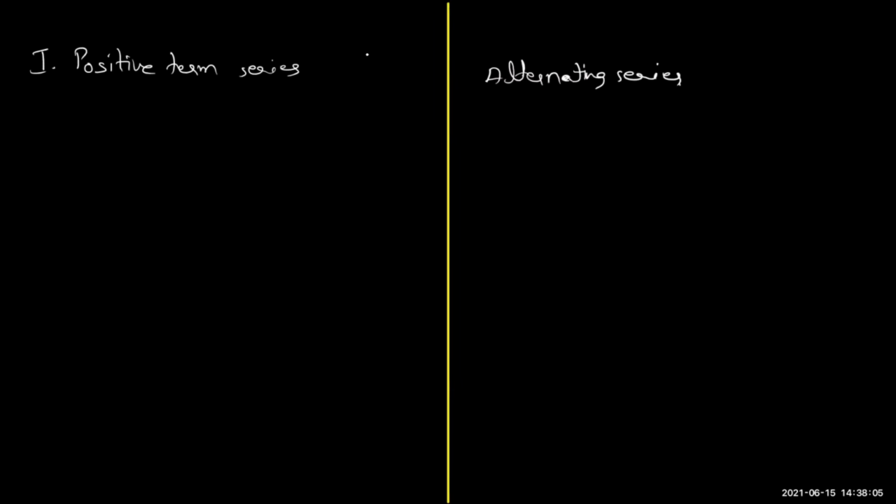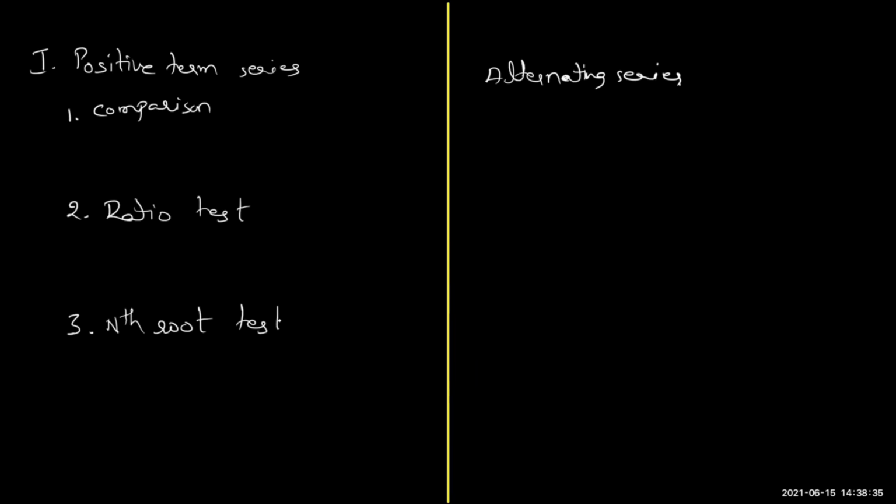In case you observe that it is a positive term series, we have three options exactly. You can evaluate the convergence of the series by using the comparison test. If not that, we can use the ratio test, D'Alembert's ratio test. If not this, we can also use the nth root test. In these three possible ways, you can find out the convergence of the given positive term series, right?